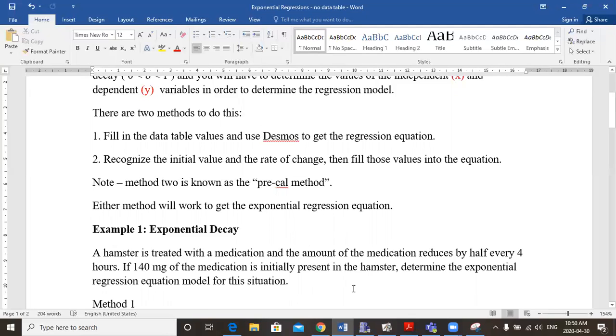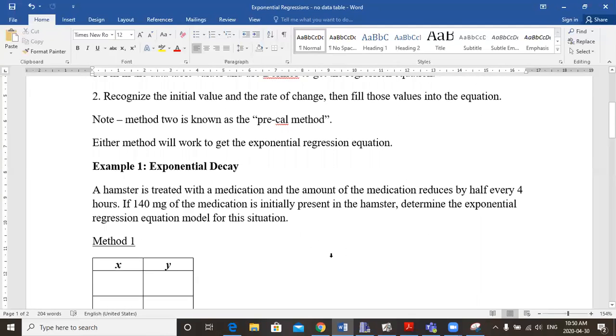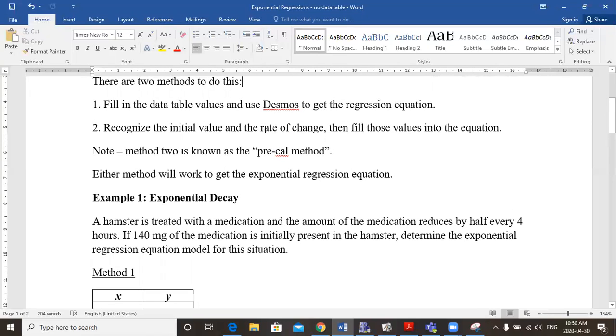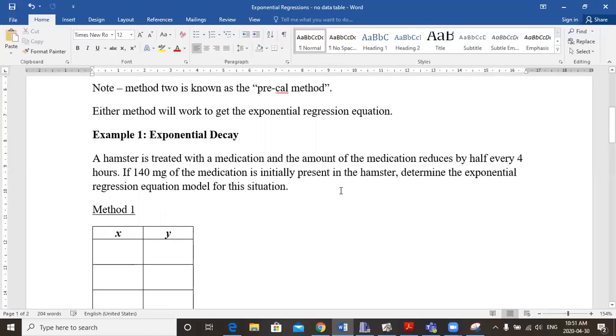Either way, what's very important is that when we're building our model, we need to know the initial value. We have to figure that out from the question, and we need to determine the rate of change and follow the pattern accordingly. So here we go. Our first example is an example of exponential decay, so we expect that the B value is between 0 and 1.